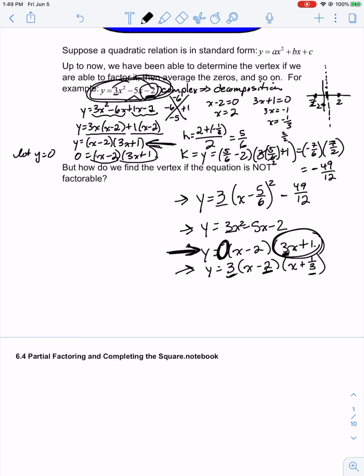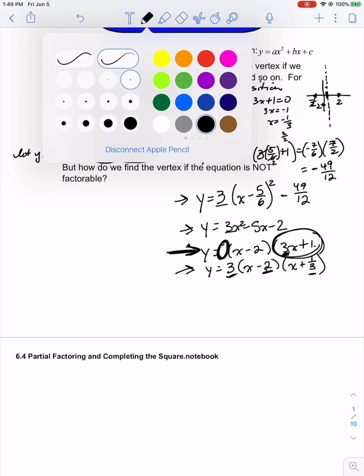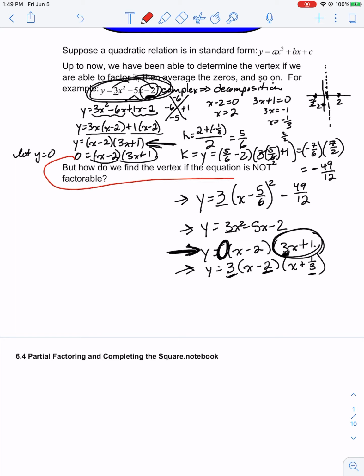Okay, so that's what we've done in the past when it is factorable. But here's the next question. What do we do if the equation is not factorable? How do we deal with that? How do we figure out what the vertex is of a quadratic relation that is not factorable?